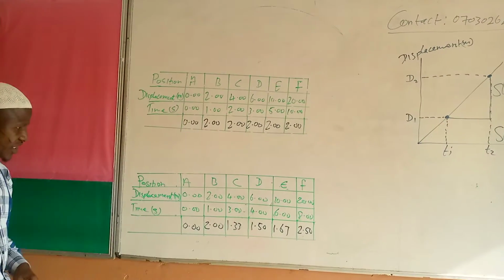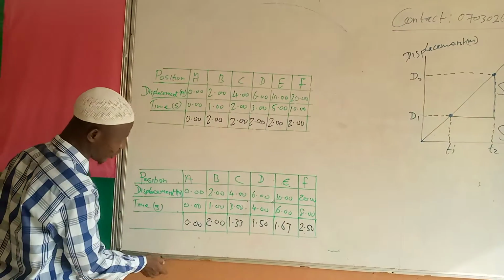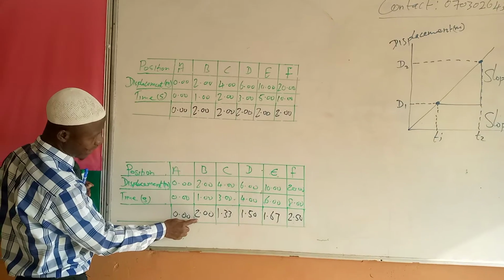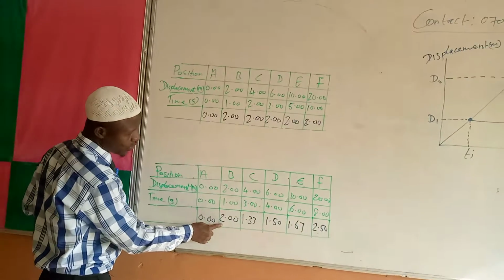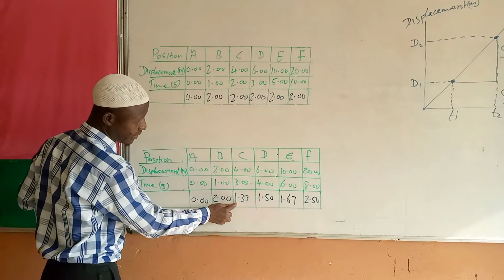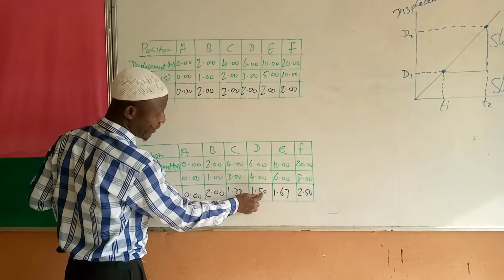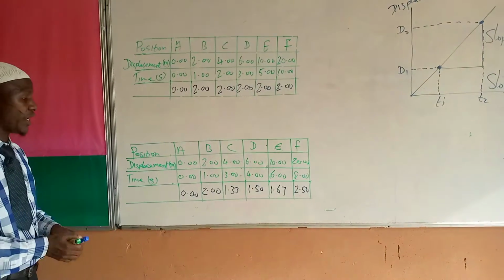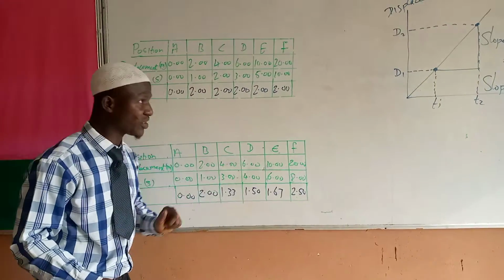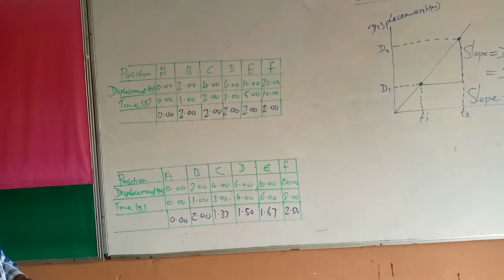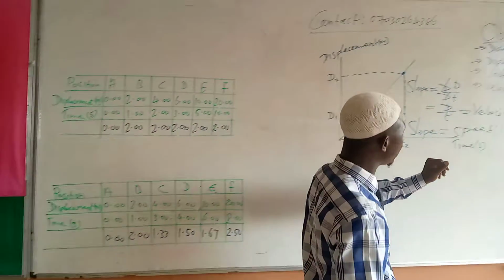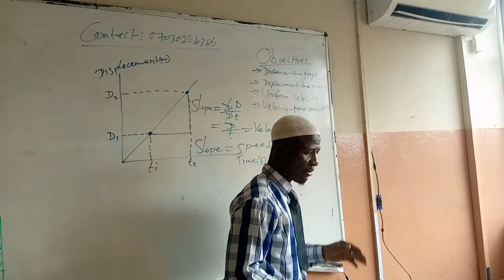Let's try to see this one. Look at this position, the velocity in the first second is 2, while the second one is 1.33 and the third one is 1.5. You can see they are not uniform. So this one is called non-uniform velocity. Now, the next topic is velocity time graph.